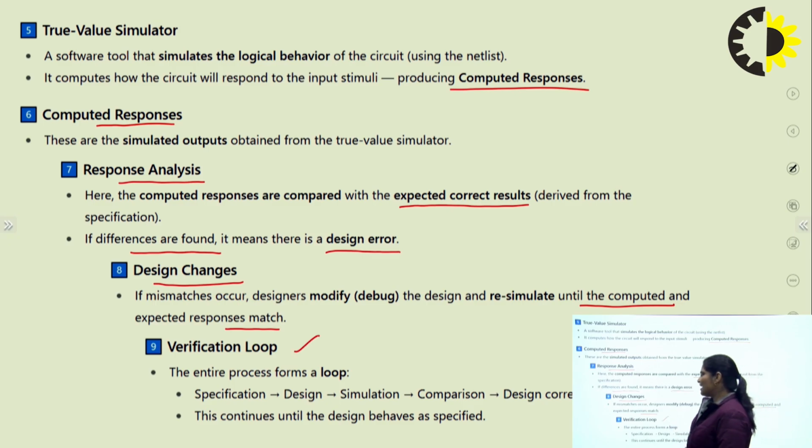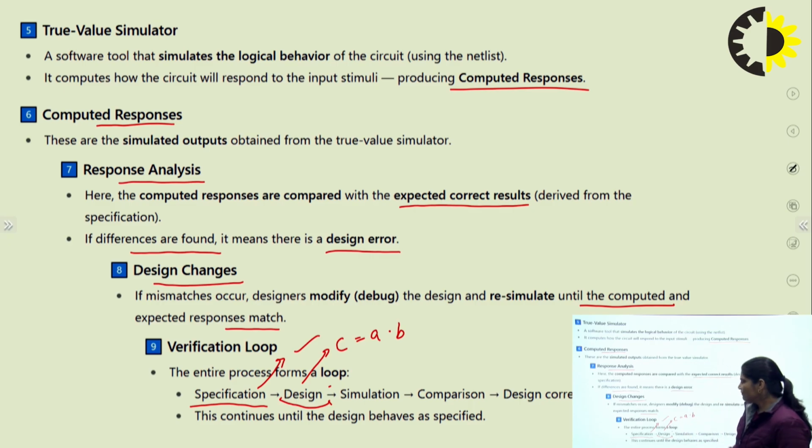Now in the last step, we have the verification loop. Here the entire process forms a loop. First we do the specification, then the second step, design. In the specification we give inputs A, B, C, D, whatever they are. Now we have to design the process. Let's say we have to design an AND gate, so we provide a logic between A and B, and that comes in the output C. Then we do a simulation with a software tool. We get the output, and we compare the computed response and the actual response.